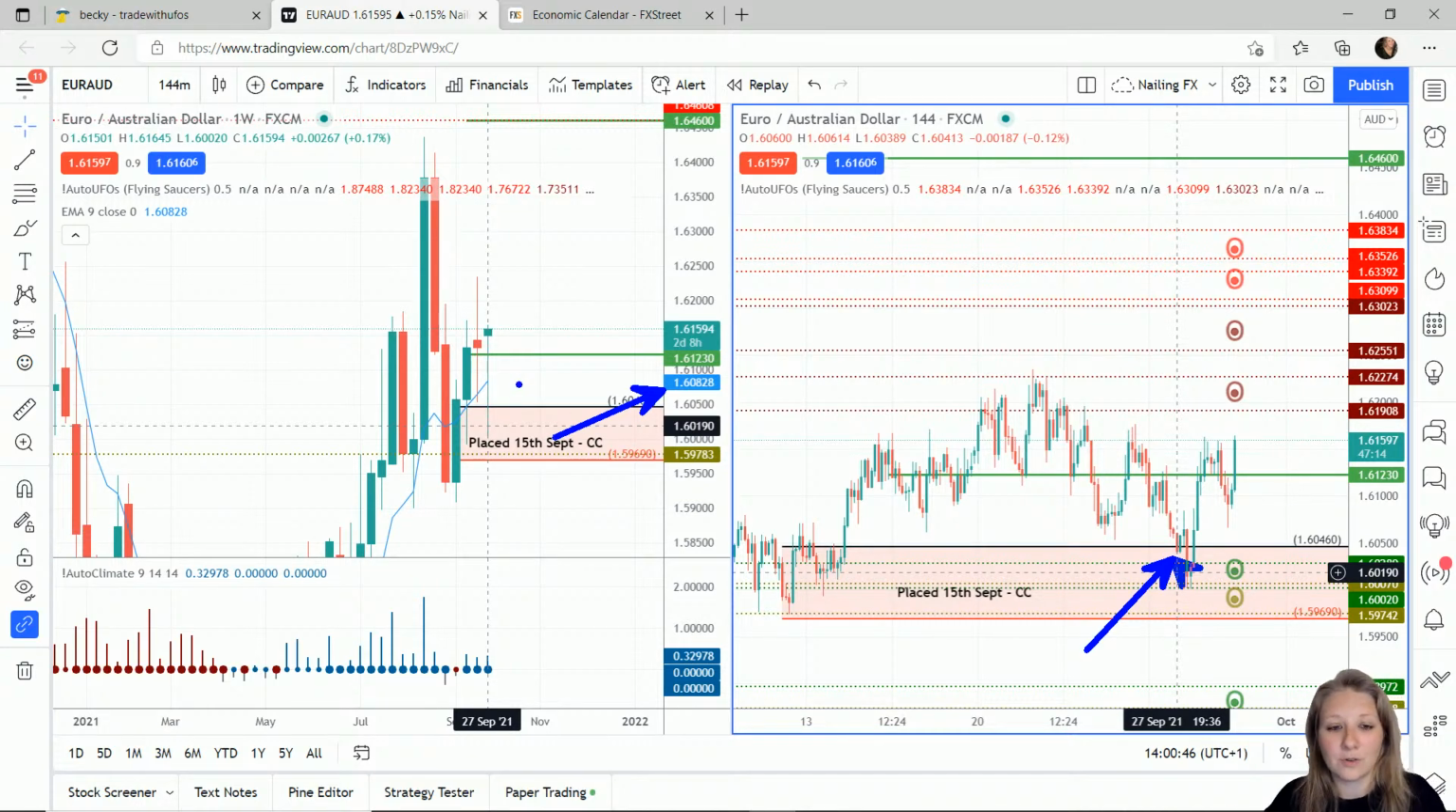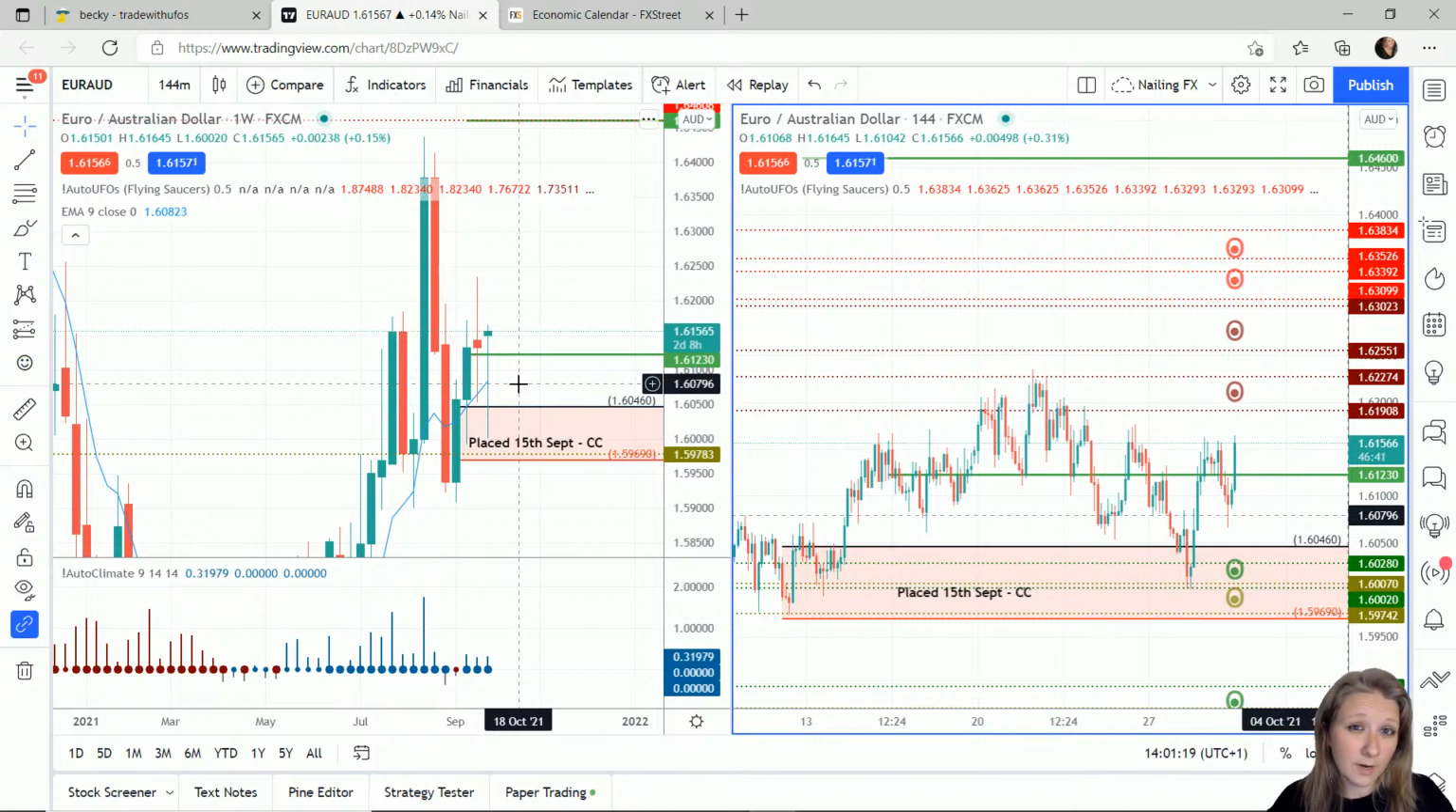So again, it depends how strict you are. Those are the 4 trades that we placed last time. So let's now have a look at new opportunities and see what we can be looking at.